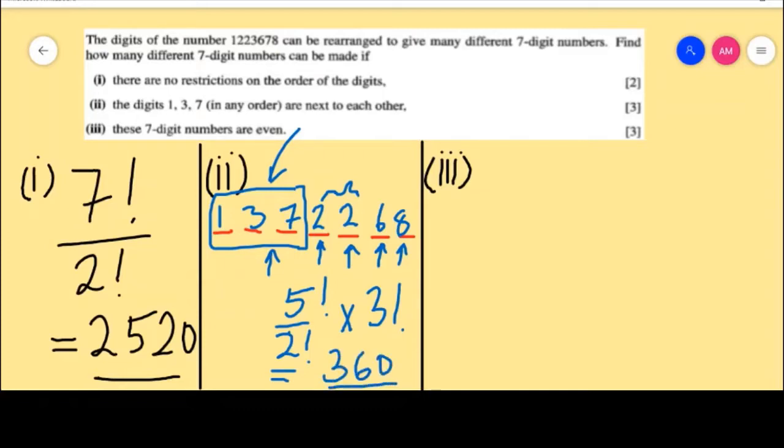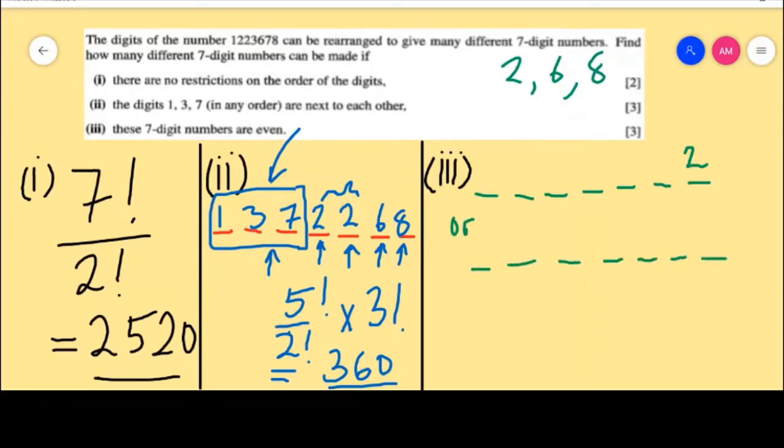Part 3 says the 7-digit numbers are even. For you to have an even number, remember you have to end on an even number. So our even numbers are 2, 6 and 8. So I'm going to go 1, 2, 3, 4, 5, 6, 7. I'm going to either end with the 2, or I'm going to end in a 6, or I'm going to end in an 8. So we have those 3 scenarios there. We're going to look at these case by case.